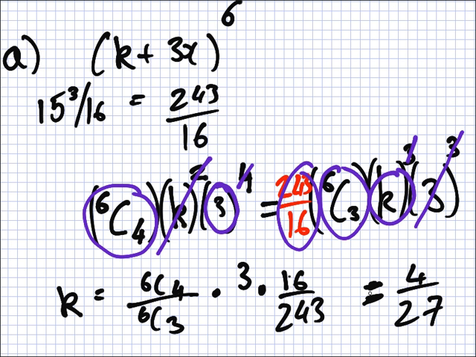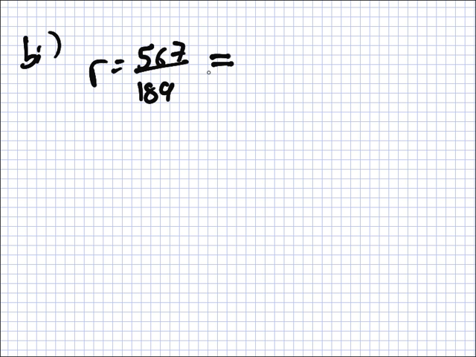Right, B part. 189 and 567 are two consecutive terms in a GP. What's the common ratio? So B part 1, the common ratio is 567 over 189. Kirill, do you mind typing that in? And that would do part 2. Thank you. Three, is it? Okay.